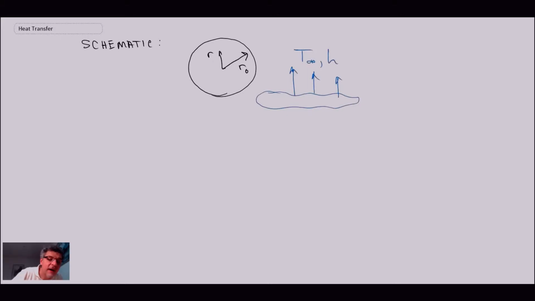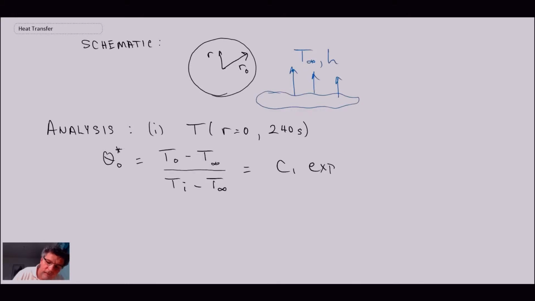Okay, let's begin the analysis, and we'll start with part 1, where they ask us to determine what is going on at the center line. So T at r equals 0 at 4 minutes, which is 240 seconds. We'll use the equations we presented in the last lecture. We have to evaluate the Fourier number as well as the Biot number, because we need the Biot number to get C1 and zeta 1, and those will come out of a table.